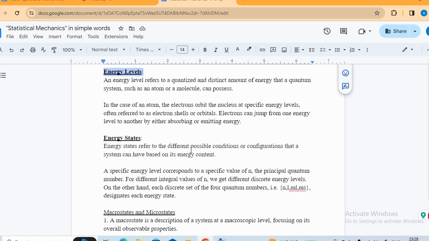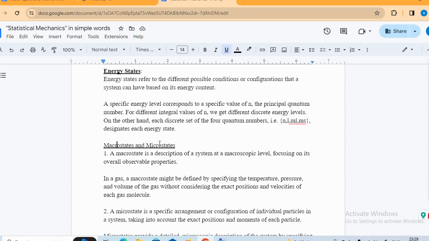Energy states refer to the different possible conditions or configurations that a system can be in, based on their energy. In a simple way, you all know the four quantum numbers, n, l, m and ms: the principal, azimuthal, magnetic and spin quantum numbers. Depending on the principal quantum number, one can specify the energy level. But according to Pauli's exclusion principle, the four quantum numbers will not be the same, so each discrete set of four quantum numbers designates an energy state. As a whole they represent energy levels, but as they have separate quantum numbers, this separated energy is denoted as energy states.